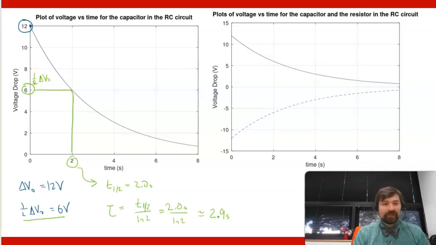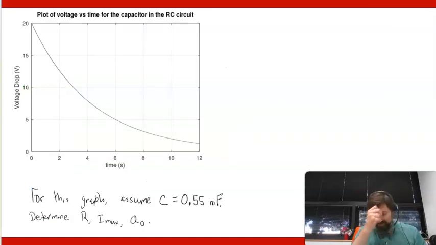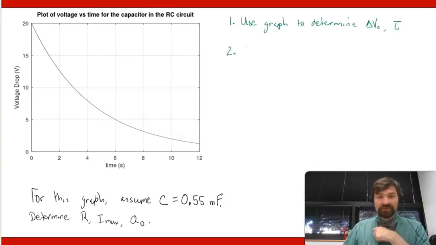Okay. Now, a more interesting example than just that, I think, is to have a graph, and note that stuff has changed here. We have a graph, and we're told what the value of the capacitance is, and asked to figure out what the resistance, the maximum current, and the Q0 are. So our process is pretty similar to what we've done on the previous one. We just add some more steps. First, we have to use the graph to determine delta V0 and tau.